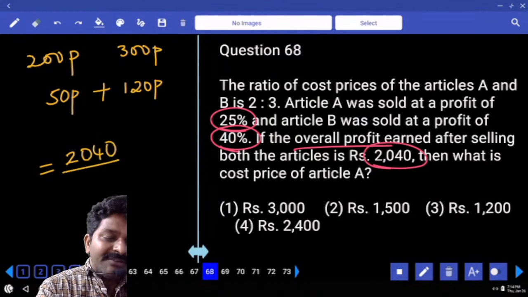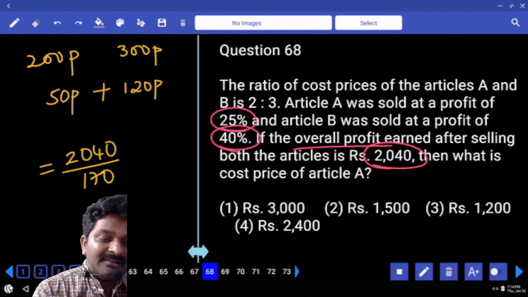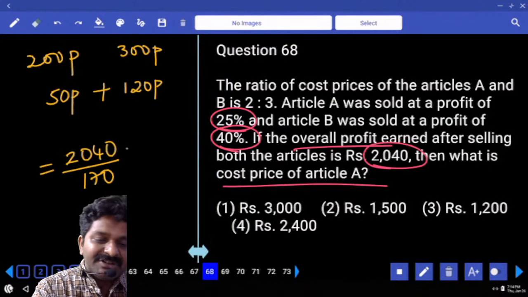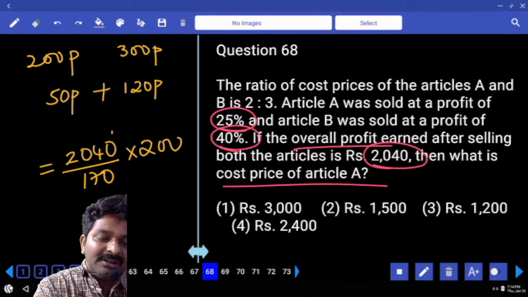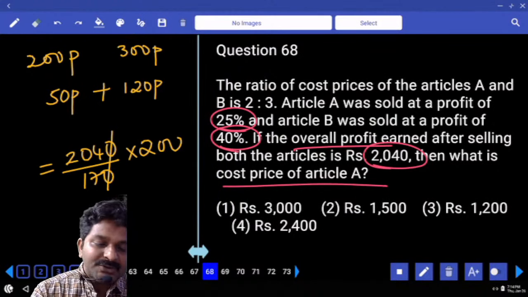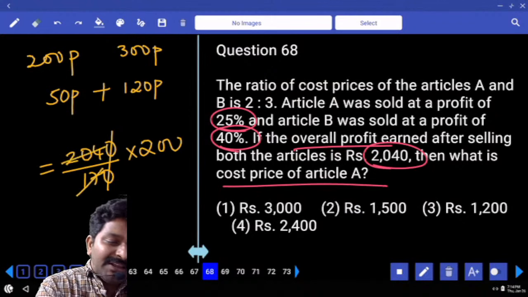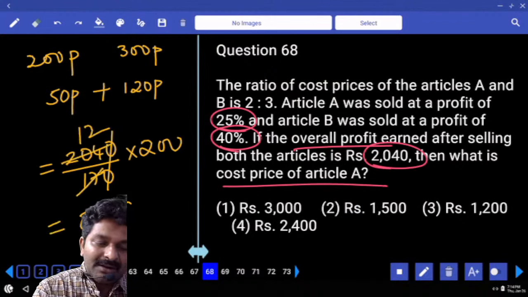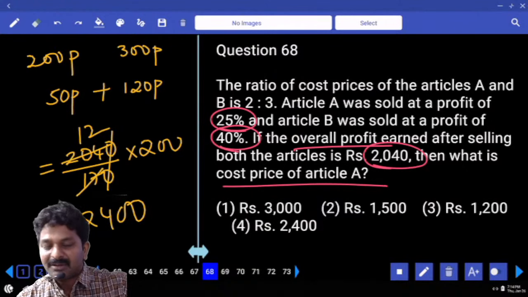2040 is 170 parts, so 1 part is 2040 by 170. We were asked to calculate the cost price of article A, which is 200 parts, so 200 into 2040 by 170. 0 gets cancelled, correct? So 204 by 17 is 12, and 12 into 2 is 24, and then 00. 2400, fourth option.